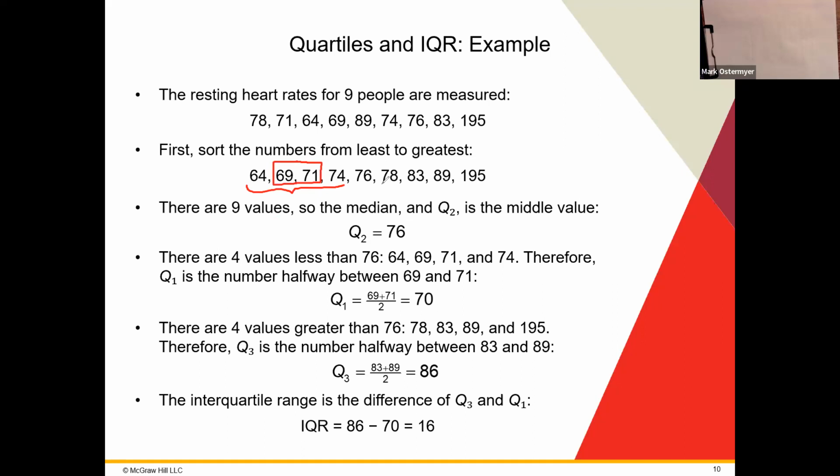The third quartile, or the 75th percentile, is going to be the median of the upper four data values, those that are above the median 76, which is going to be the average of the middle two values, 83 and 89. So the third quartile is 86. The interquartile range then would be 86 minus 70, which would give us 16. Okay, so the middle 50% of the data is 16 units wide. All right, any questions how we're computing quartile values here?